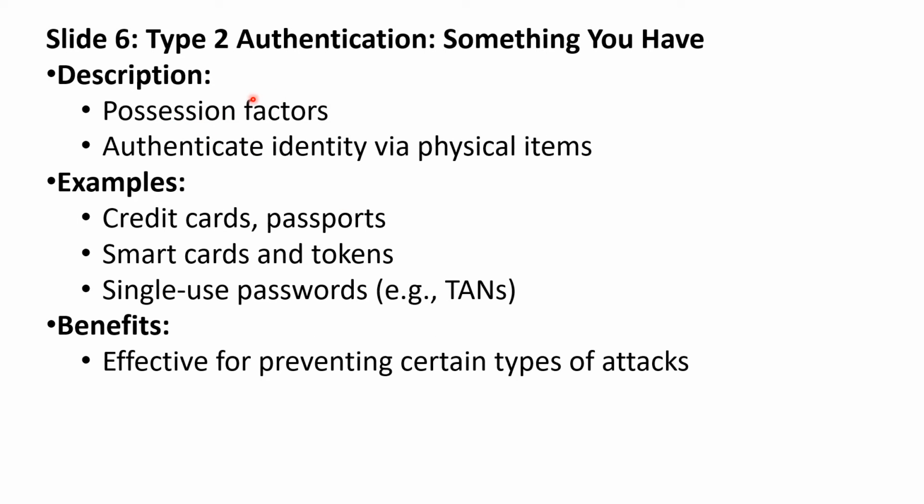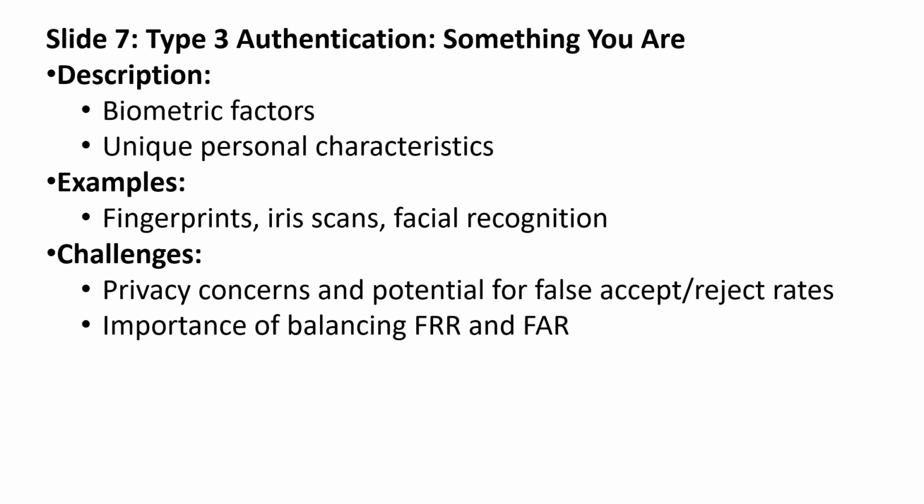Something you have. Type 2 authentication. Description: possession factors. Authenticate identity via physical items, for example, credit cards, passports, smart cards and tokens, single-use passwords. Benefits: effective for preventing certain types of attacks, especially brute forcing attacks.